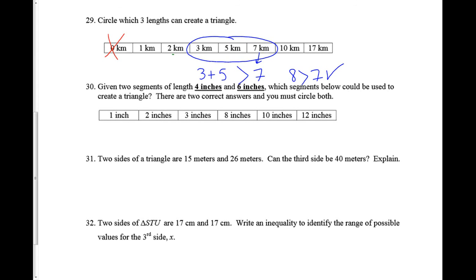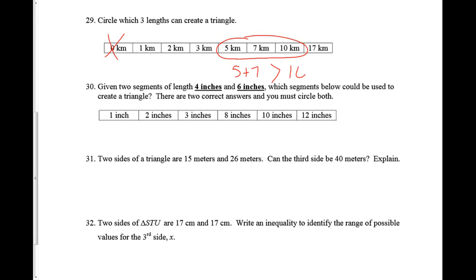Now, this is not the only answer, because let's try another set. If I were to look at the next set of sides, 5, 7, and 10, if I take the two smallest and add them together, is that bigger than the biggest? 5 plus 7 is 12, and 12 is bigger than 10, so these three will also form a triangle. Additionally, they do not need to be three lengths that are next to each other. It just so happens in this problem that the three lengths that create a triangle are next to each other.